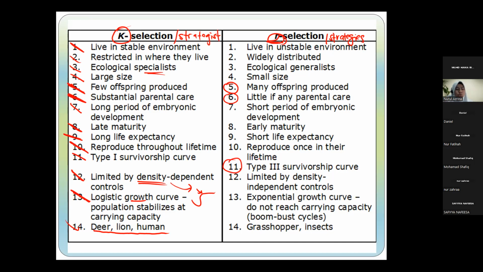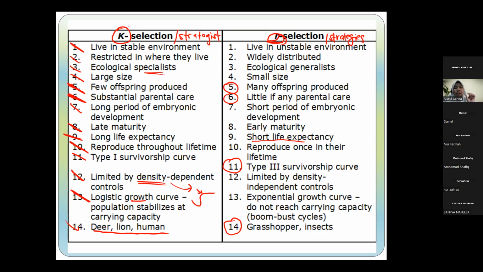Siapakah organism tu? They are grasshopper or insects. Ingat tadi, grasshopper or insects lie in type 3 survivorship curve. Okay, right. So, apa tadi? Okay, this kind of organism like grasshopper or insect usually have short life expectancy. Jangka hayat hidup dia pendek.